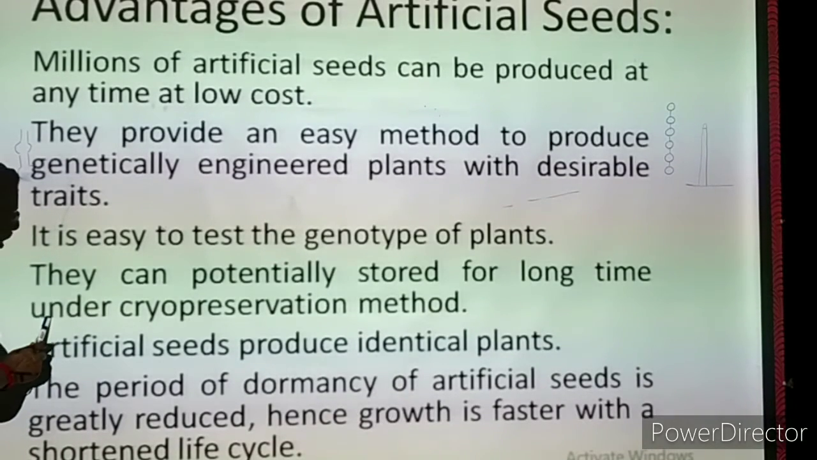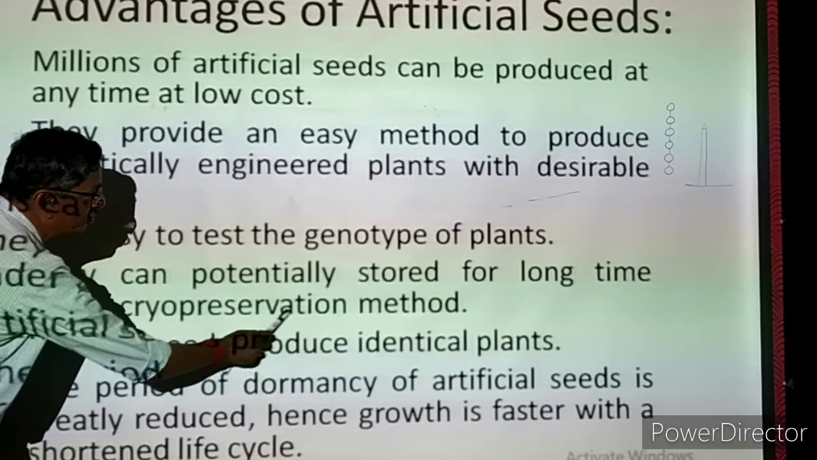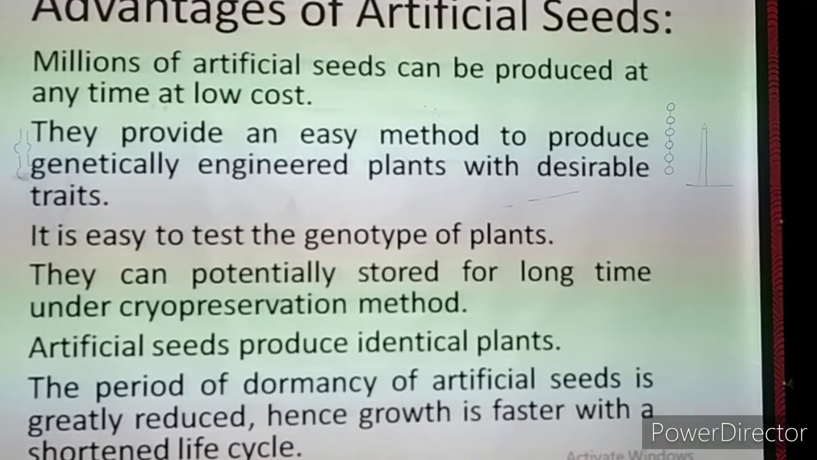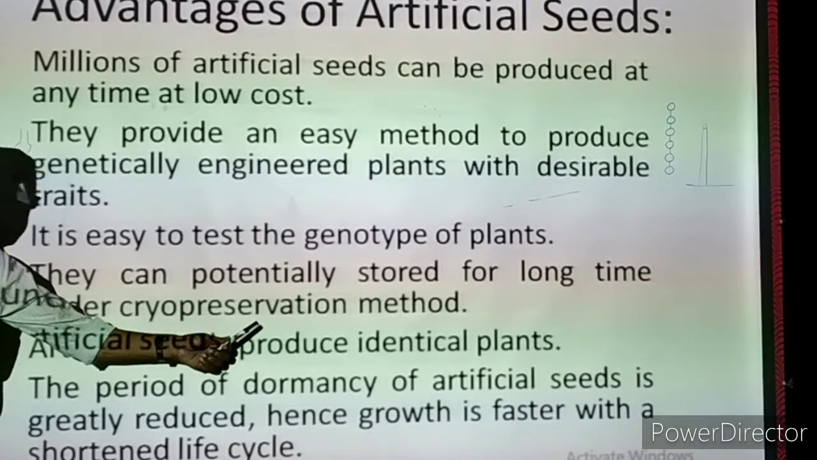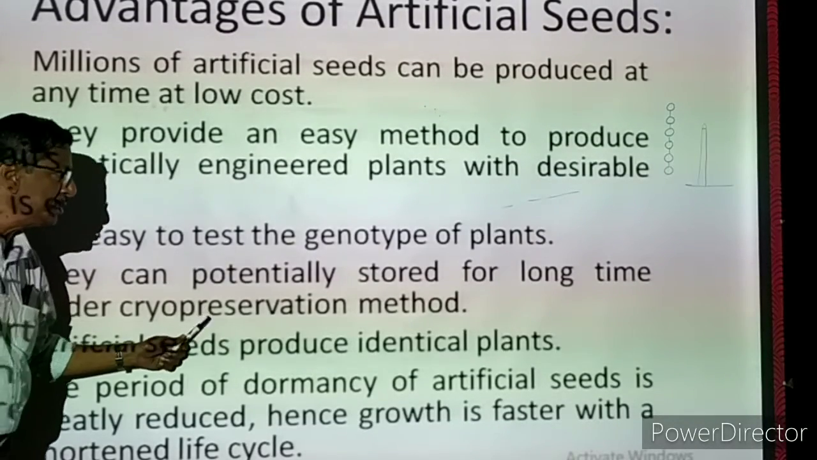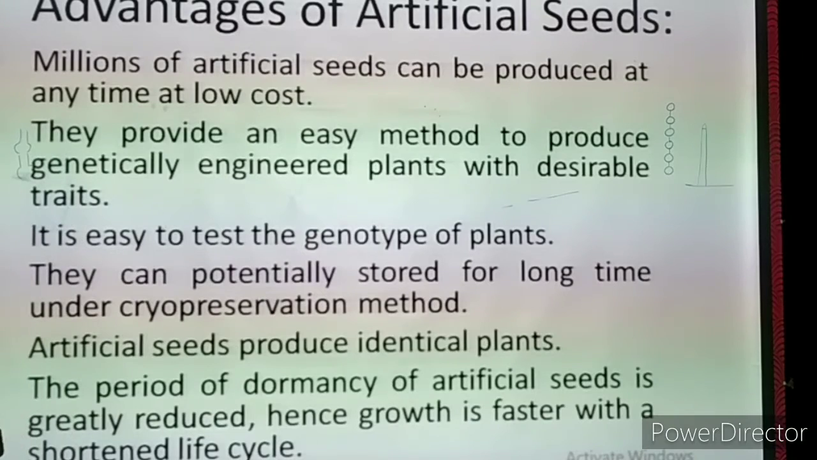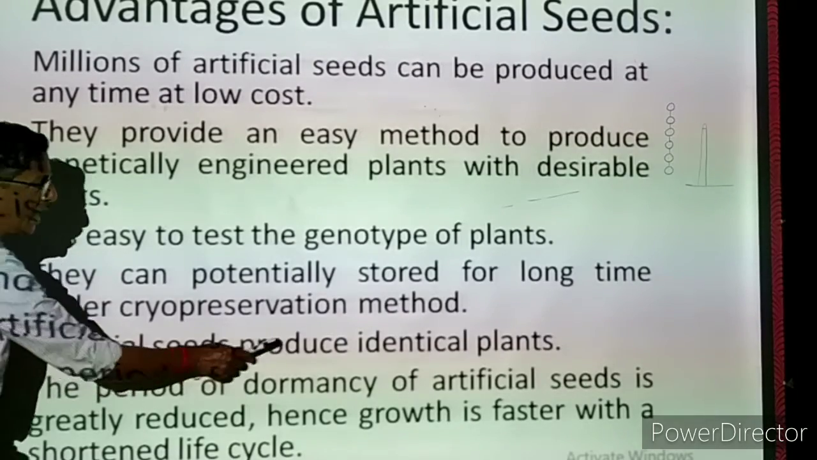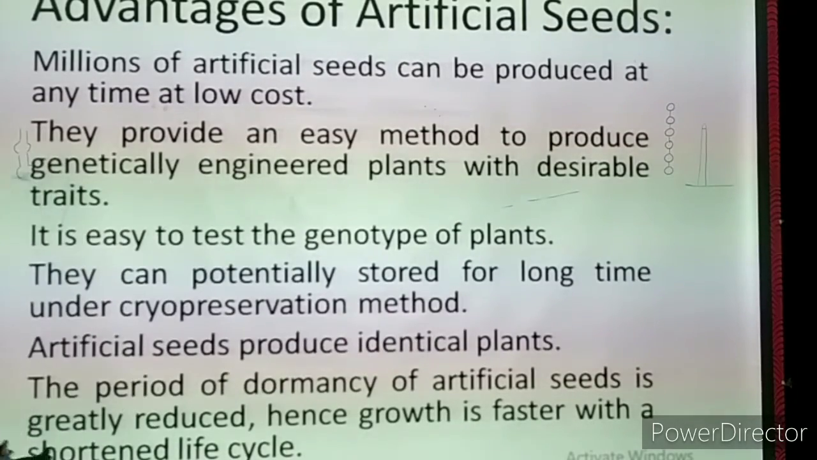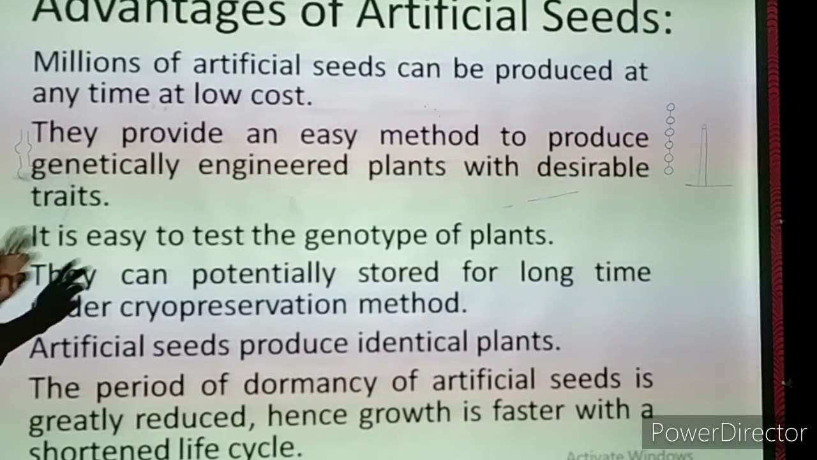So under the cryopreservation method. Now we have already seen the cryopreservation. Once again we will study about it. So cryopreservation is one technique. By that method, the seeds can be stored for any longer period, 10 years, 12 years, like that. Artificial seeds produce identical plants. That means genetically identical plants. All the plants will be having the same characters.